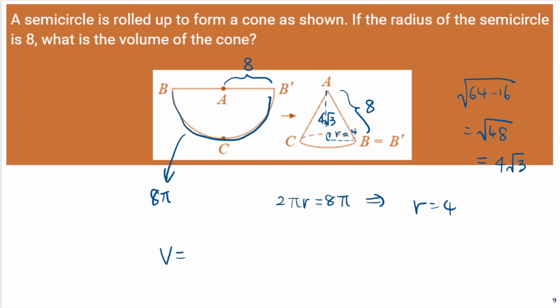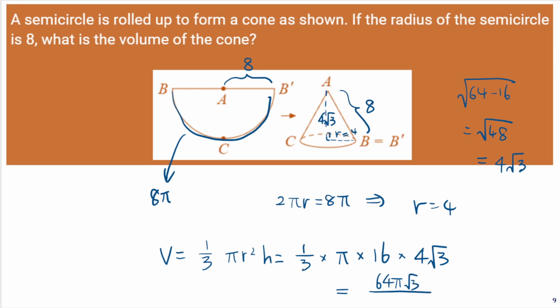Then the volume is 1/3 of pi r squared h, which is 1/3 times pi times r squared, which is 16, times h, which is 4 square root 3. So this gives us 64 pi square root 3 over 3. You get it?